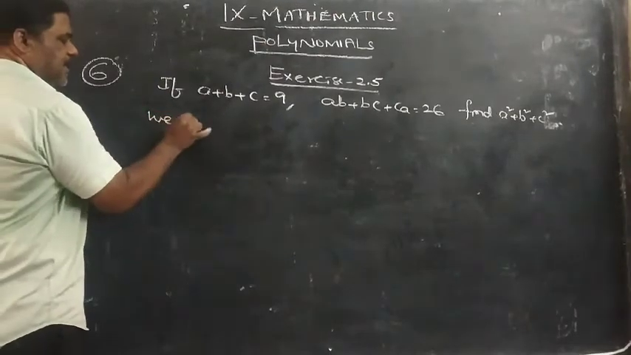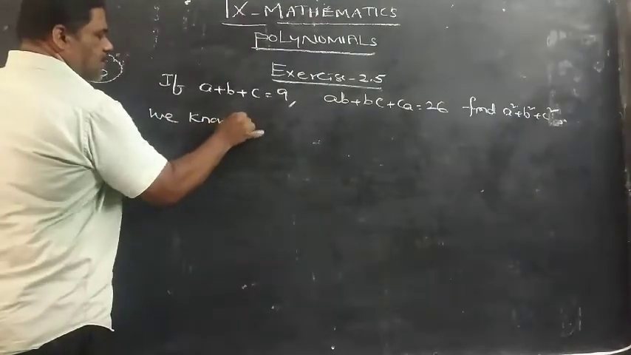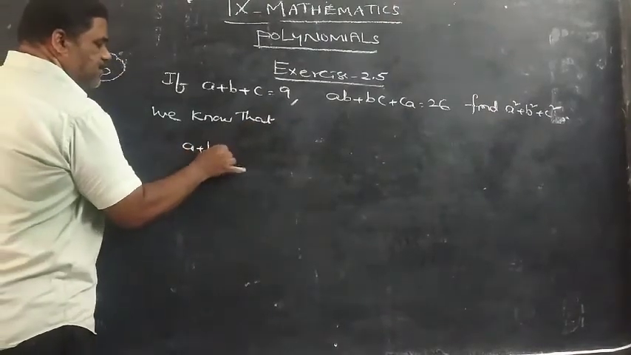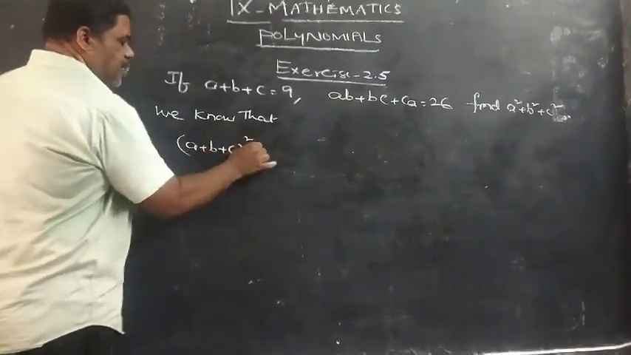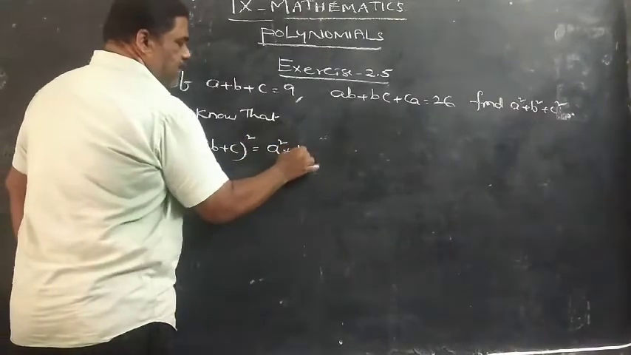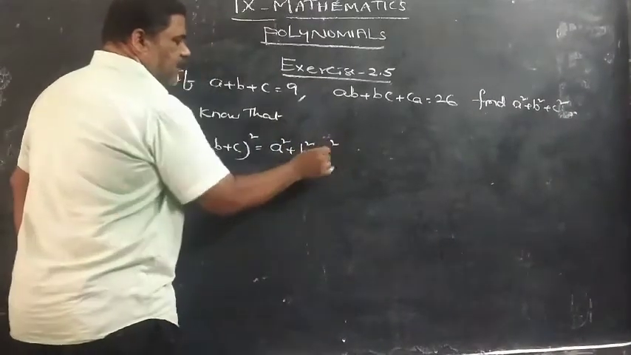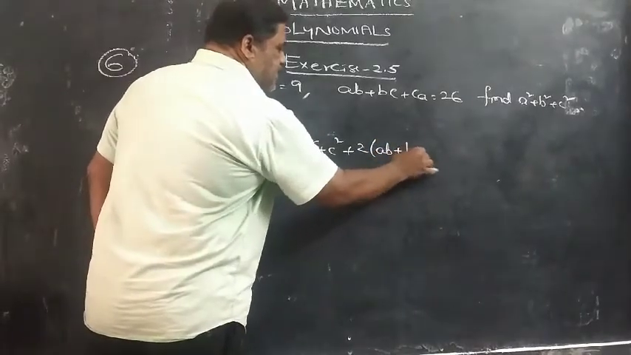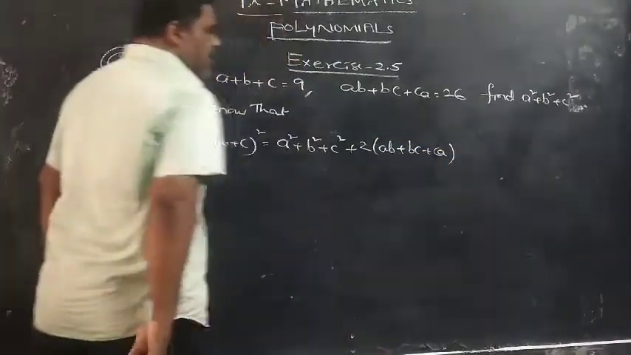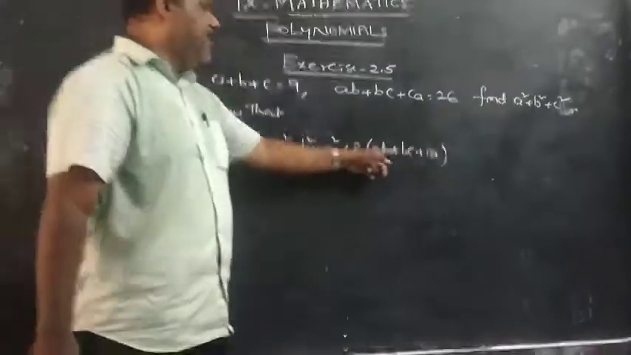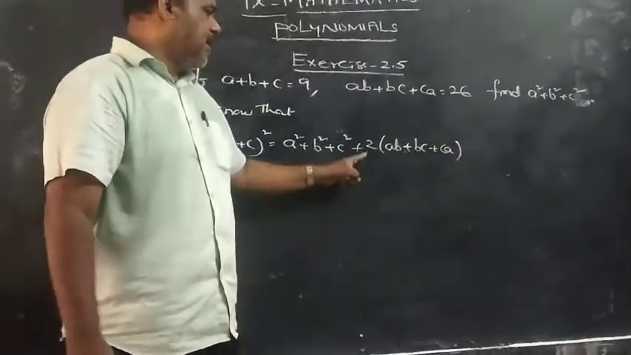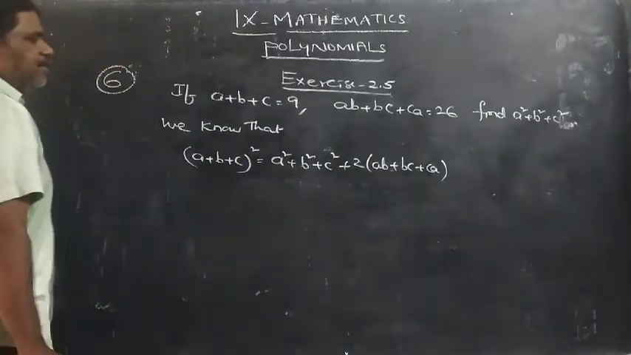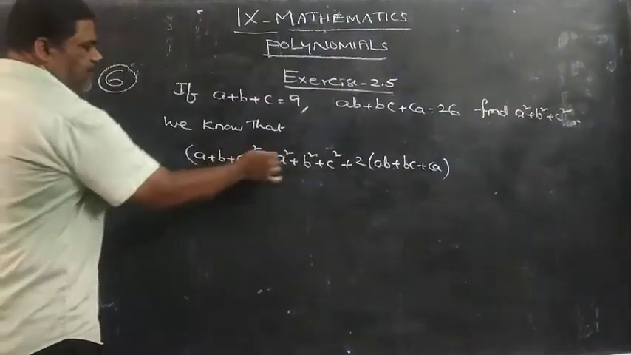One formula is there, that is a plus b plus c whole square is equal to a square plus b square plus c square plus 2 into ab plus bc plus ca. The same formula we have written as 2ab plus 2bc plus 2ca. If you take 2 common, you can write like this, 2 into ab plus bc plus ca. Now this is the formula.